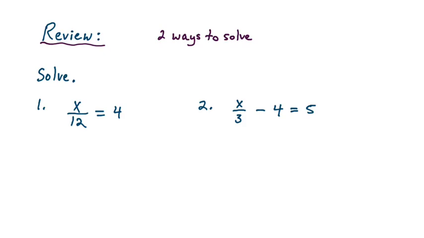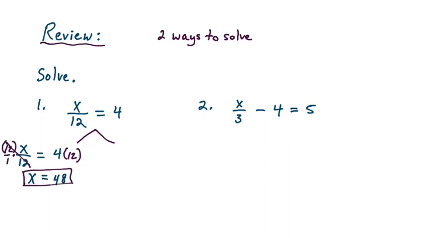So if we do the opposite of dividing by 12, which would be multiplying by 12, we're going to get x is equal to 48. So that's a one-step equation because we had to multiply by 12 on each side, and in one step we were able to solve the equation.